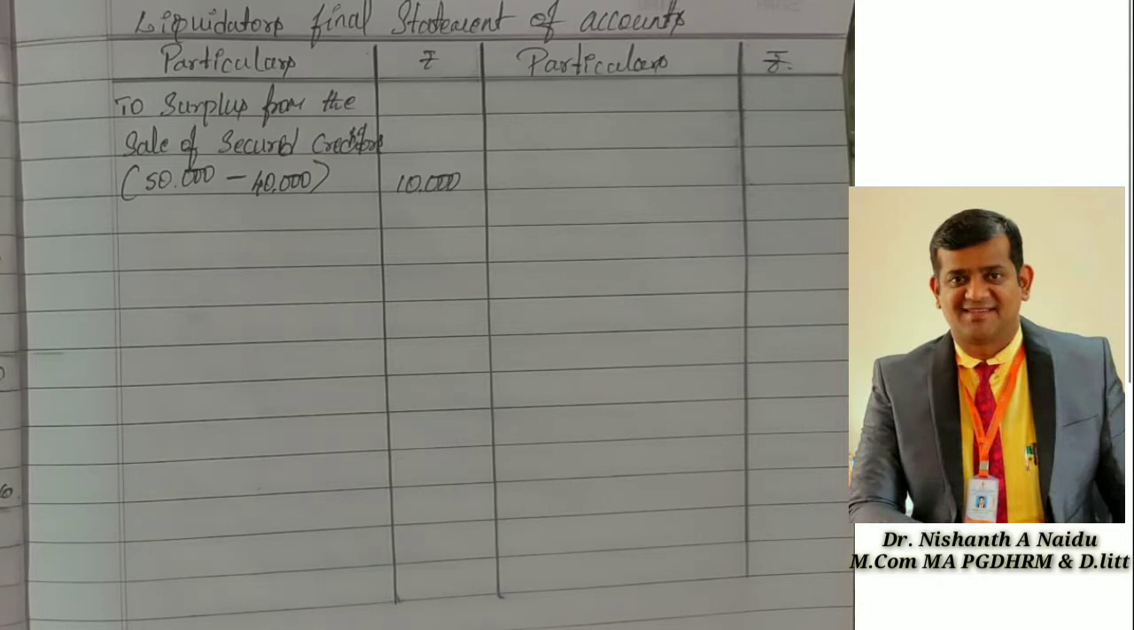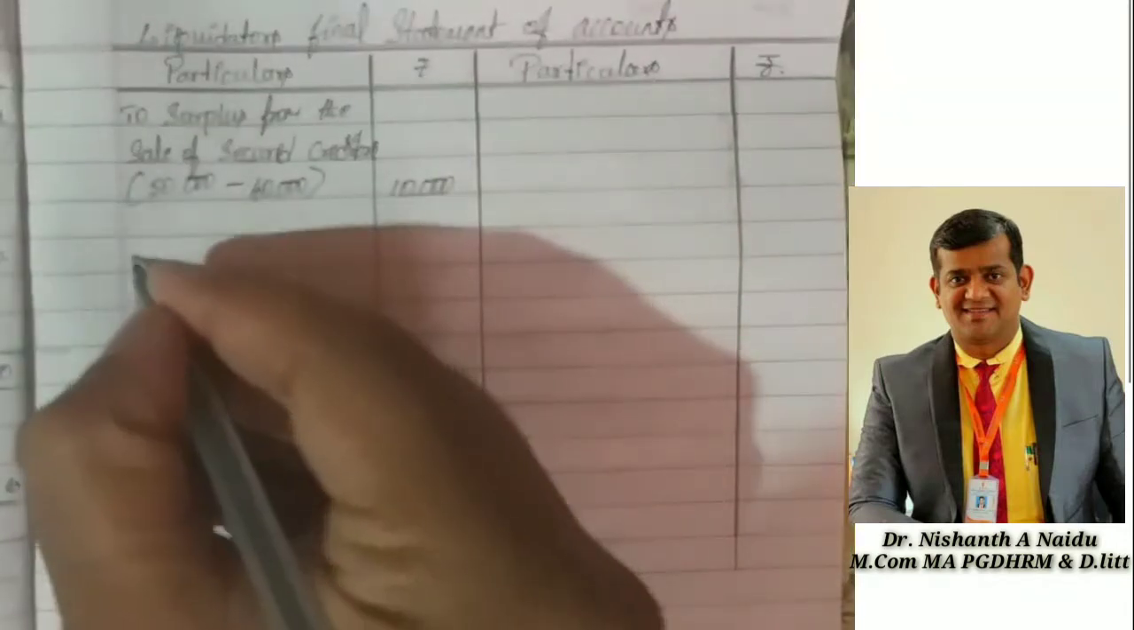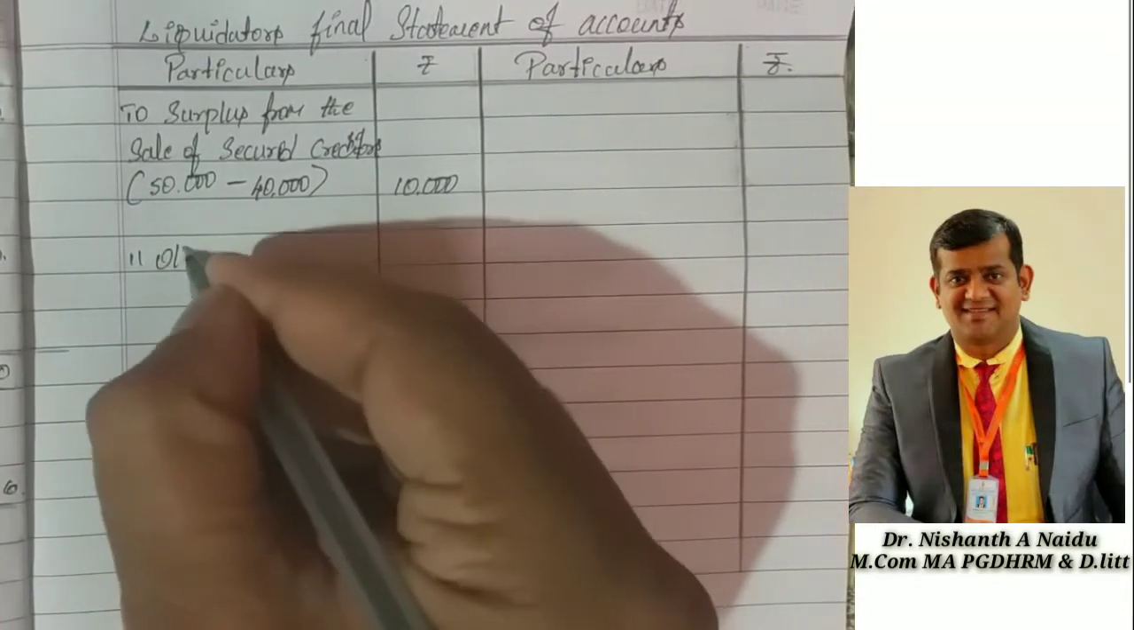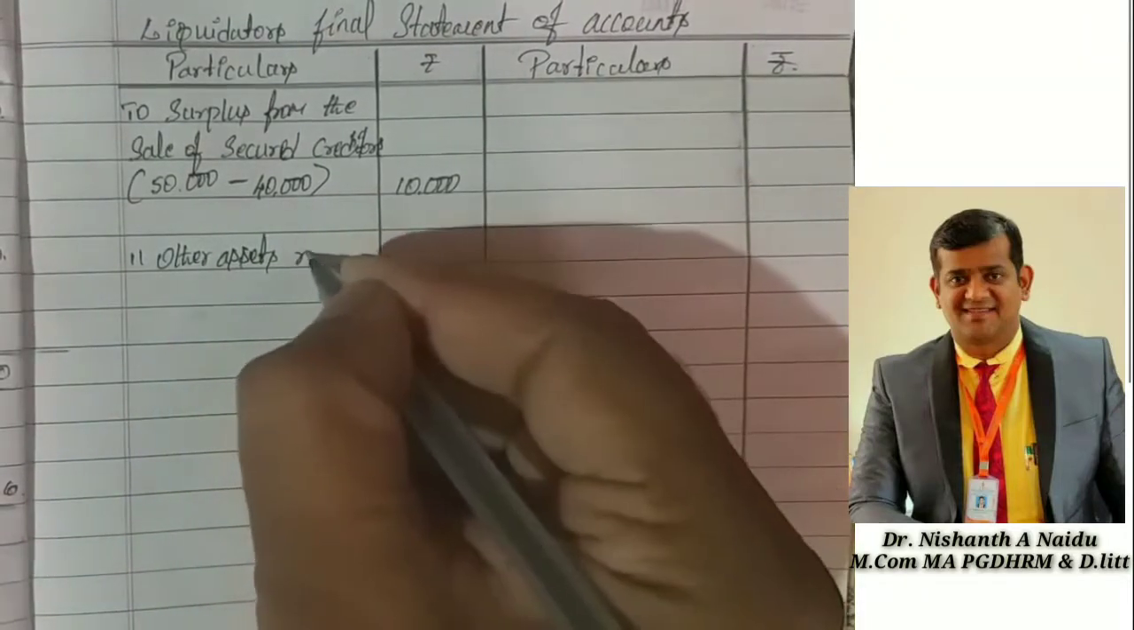So whatever we have pledged with the secured creditors, the worth of 50,000 asset, after excluding that, the other assets have been realized for rupees 52,000. Clear? So if any asset has been realized, we are going to write it on the debit side of the liquidator's final statement of accounts. So second one, write: to other assets realized.